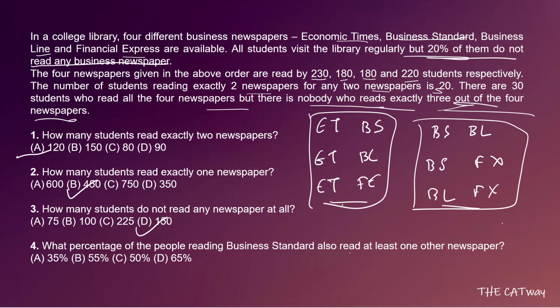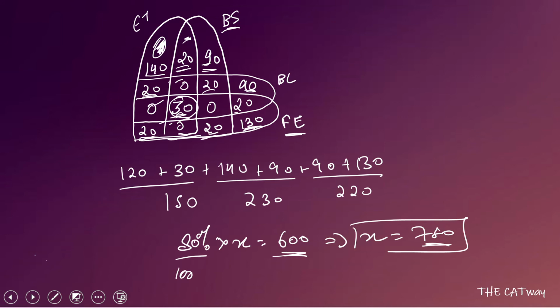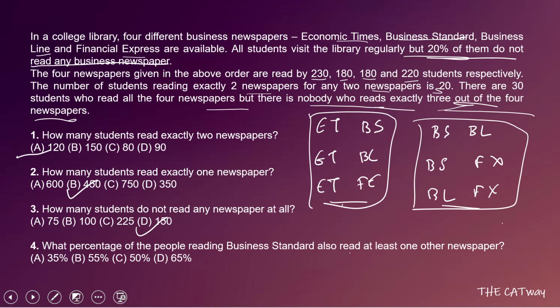And the fourth question is, what percentage of people reading Business Standard also read at least one other newspaper? So Business Standard is given by this column. Now they also read at least one newspaper. That means along with Business Standard, they either read one, or two, or three of the other newspapers. It means the other three of them we are talking about. So we will count everything excluding only Business Standard.